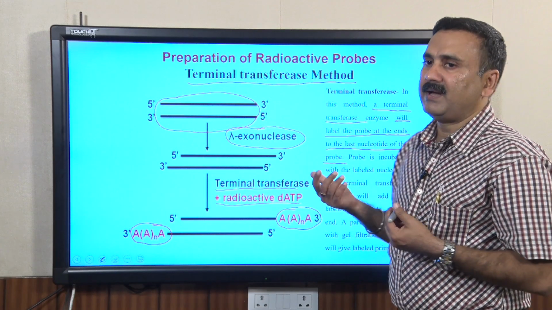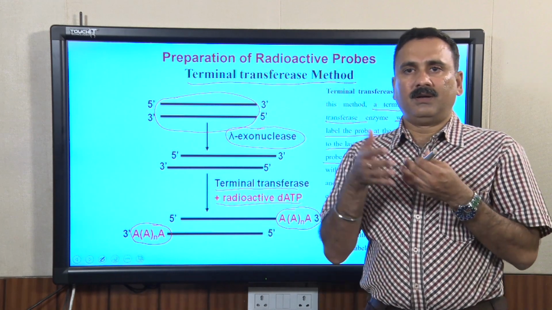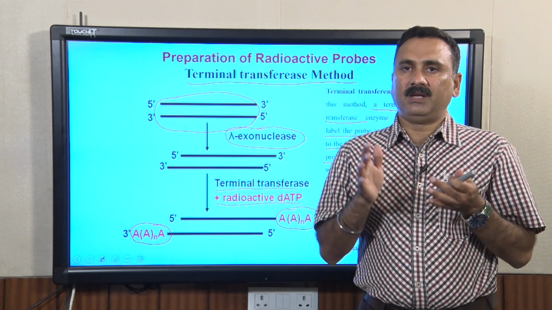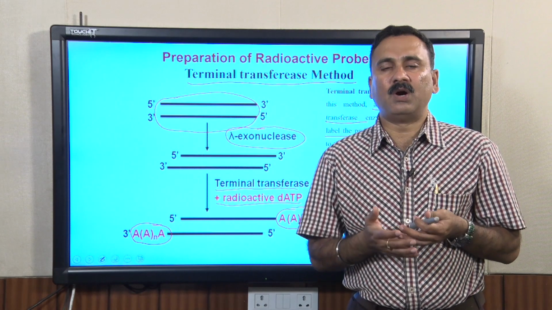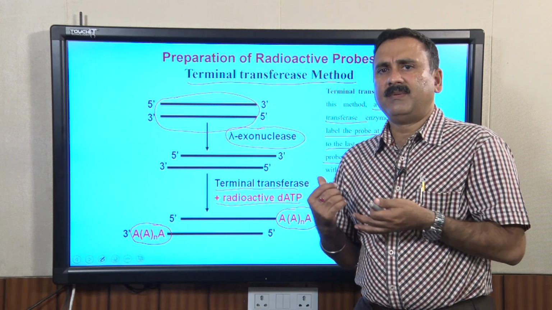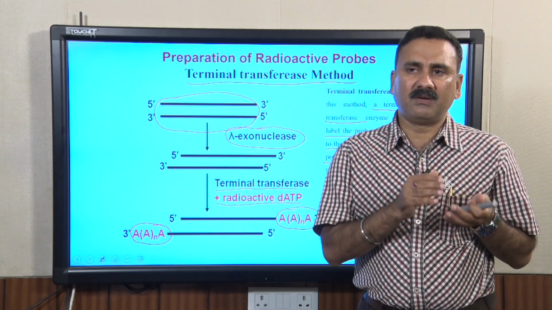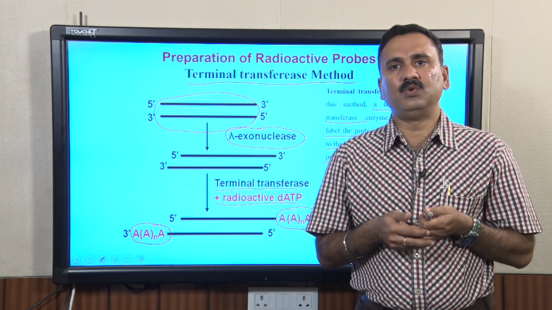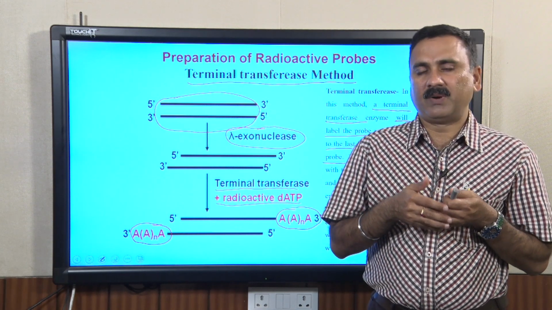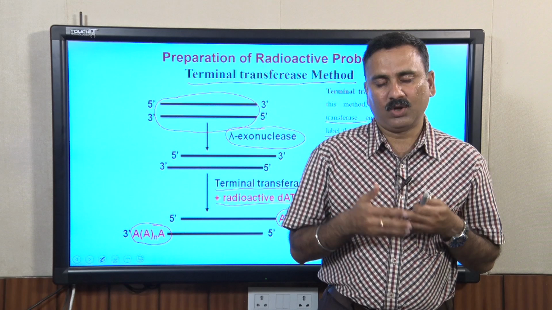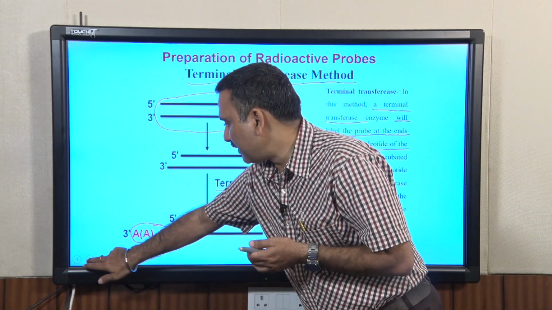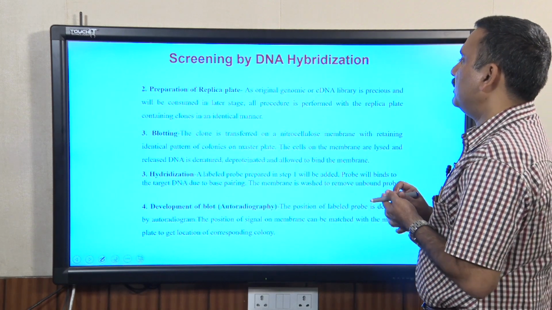Irrespective of whether you prepare the probe by the random primer method or the terminal transferase method, these probes can be used for downstream screening purposes. Apart from these two methods which we have discussed, there are many other methods which can also be used to prepare radio labeled probes. Now, once a probe is ready, you can use the probe to screen.